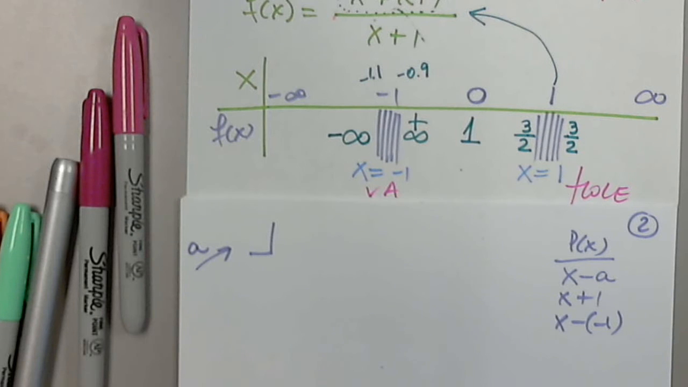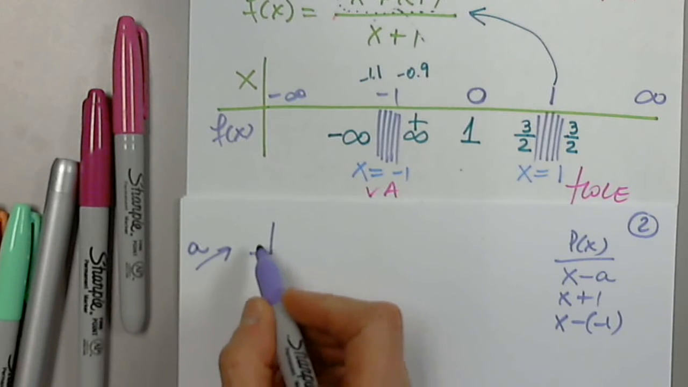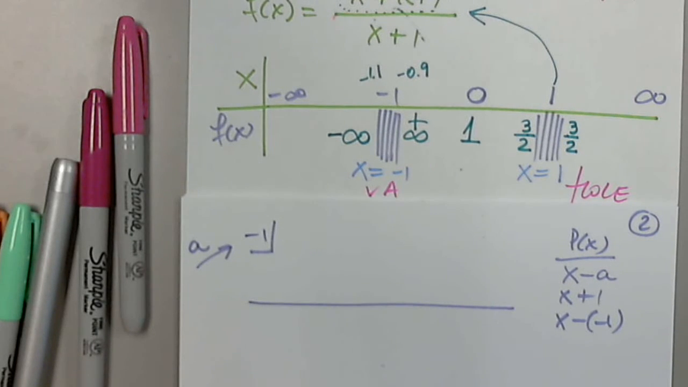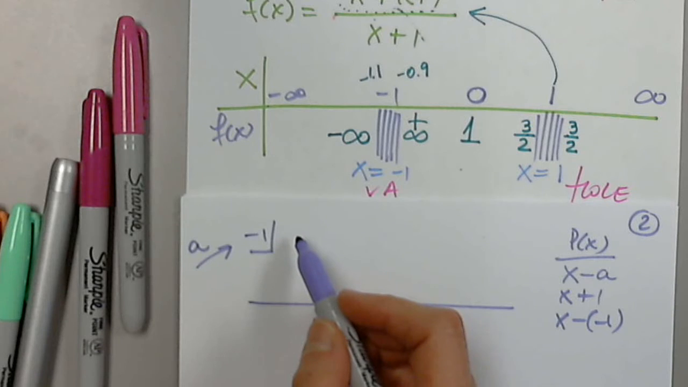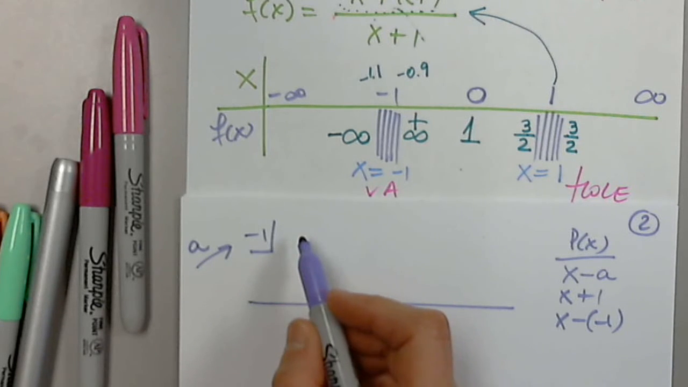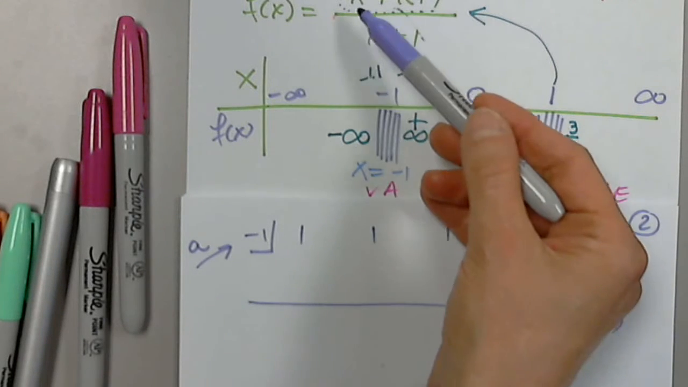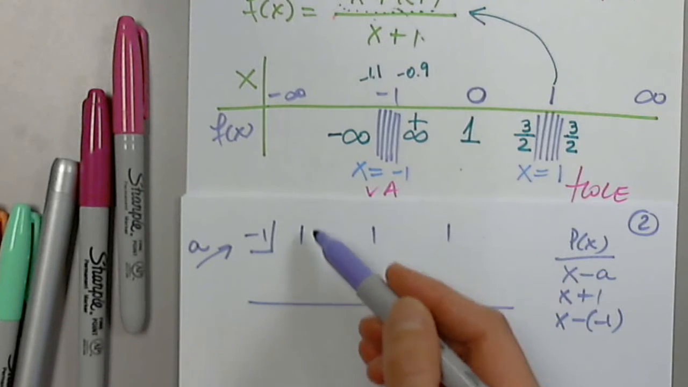Okay, so how much is a? Negative 1. Which coefficients will you give me so I can put them up here? One, one, and one. Awesome. So one for this, one for this, one for this. I bring down 1.